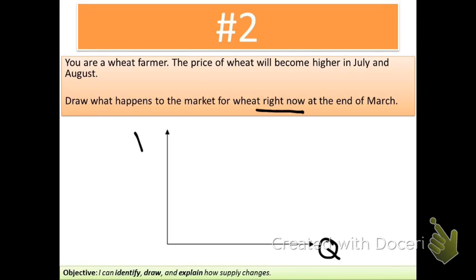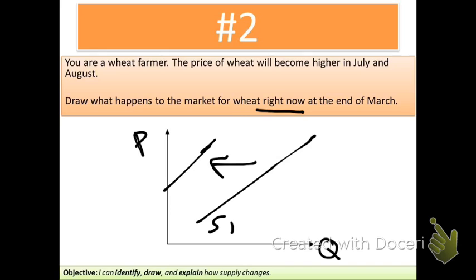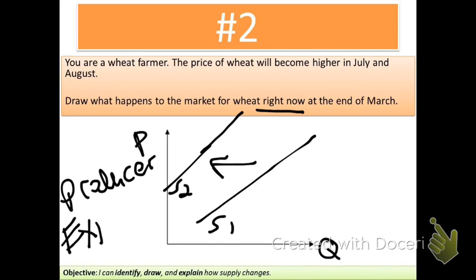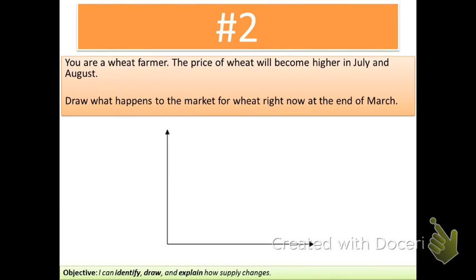So we label and draw our curve, and if I know the price is going to be higher in a few months, I'm going to wait to sell my wheat then, so that means the supply will decrease right now, and label that S2, and the change is because of producer expectations. We expect the price to be higher in the future, therefore we're going to wait and decrease our supply right now so that we can sell it later. That's number 2. Number 3.